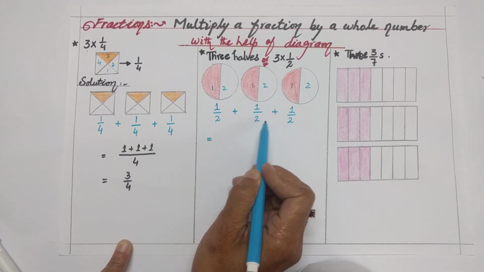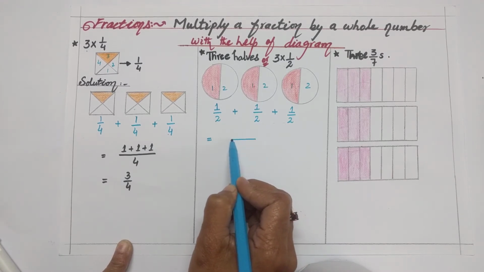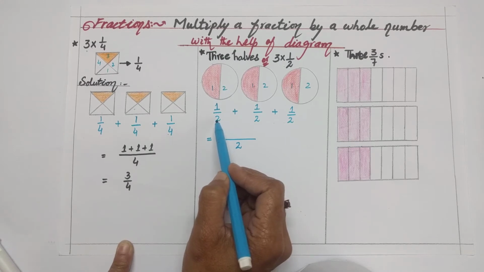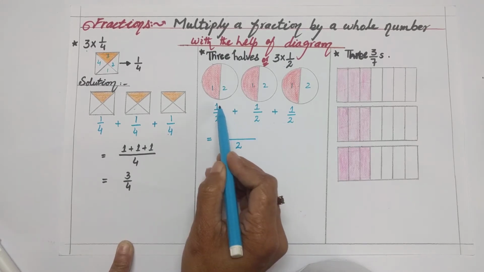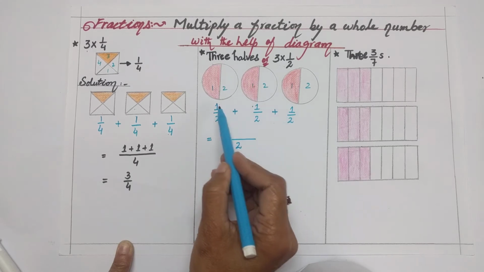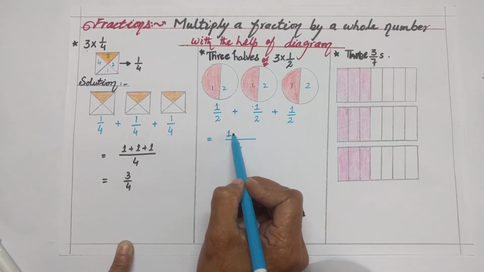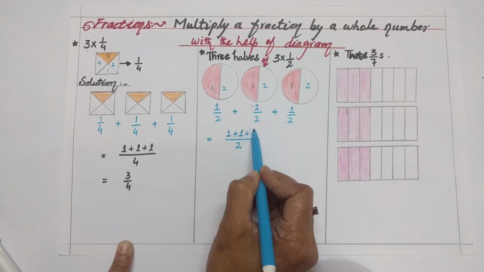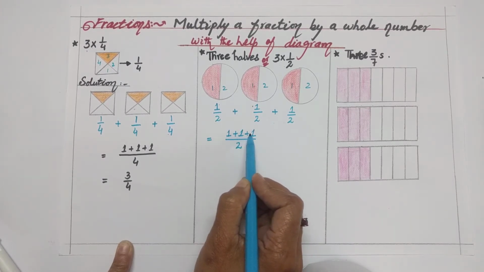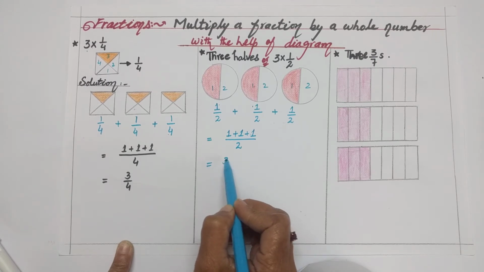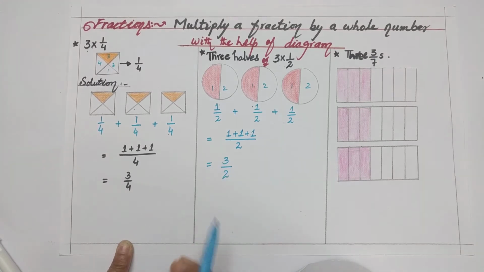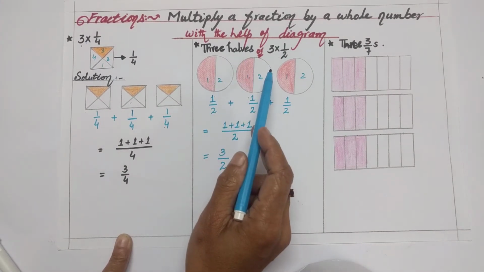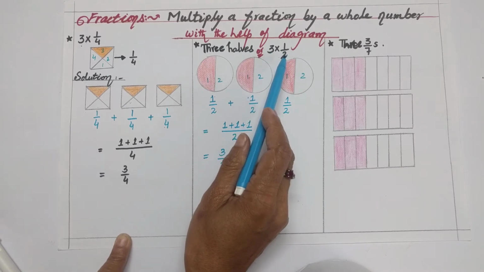As we have like denominators, like denominator means you will take it as a common denominator, and when the denominator is the like denominator we can easily add the numerators. So what is the first numerator? 1. Second numerator is 1. Third numerator is 1. So 1 plus 1 is 2, 2 plus 1 is 3. And what is the denominator? Denominator is 2. Clear? So 3 halves or 3 times 1 by 2.